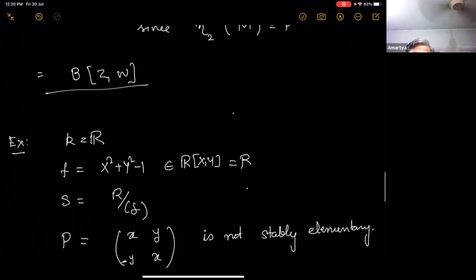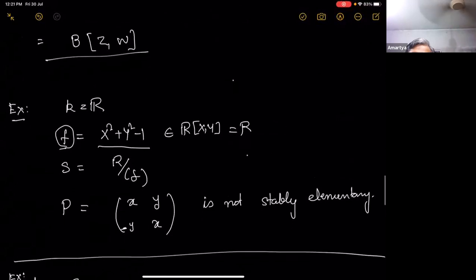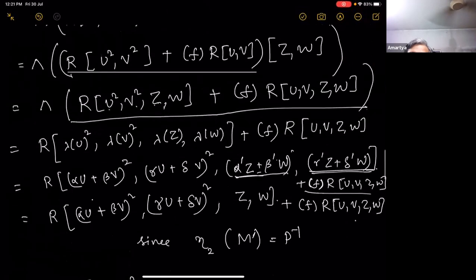And now I'll just give you a quick example over the real numbers. Over the real numbers, I can choose this F to be x square plus y square minus 1. And then it's a not so difficult exercise. This is a theorem due to Miller. Miller had proved that this matrix P is not trivial in SK1 of S. So using this, we see the three properties, and the other two properties one can check.